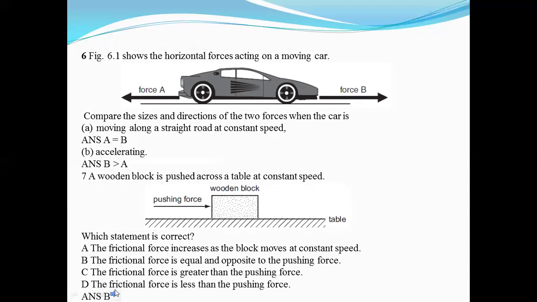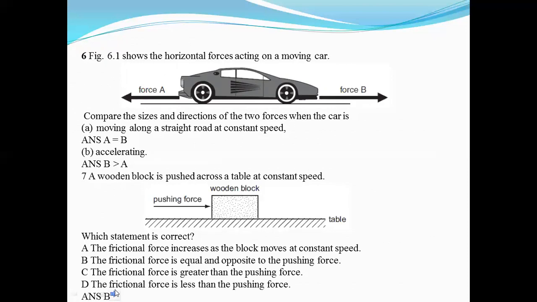In constant speed, the forward force and the backward force, their magnitude is same. So force A will be equivalent to force B. Second part, accelerating. If it is accelerating, it means that the forward force will be greater as compared to the backward force. The forward force over here is force B. Force B will be greater than force A.